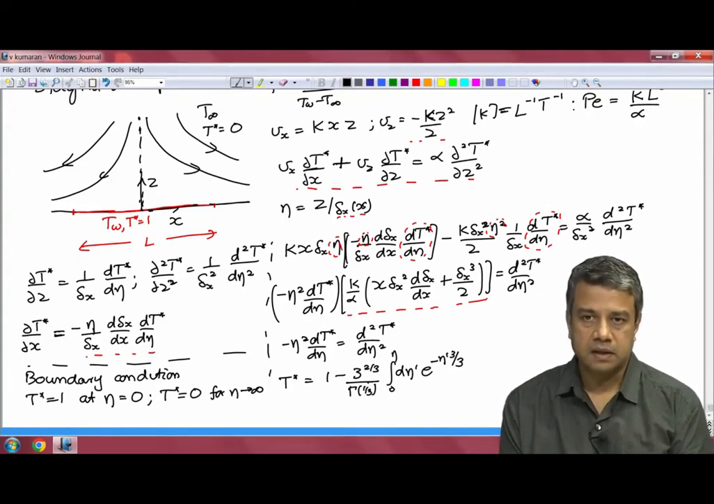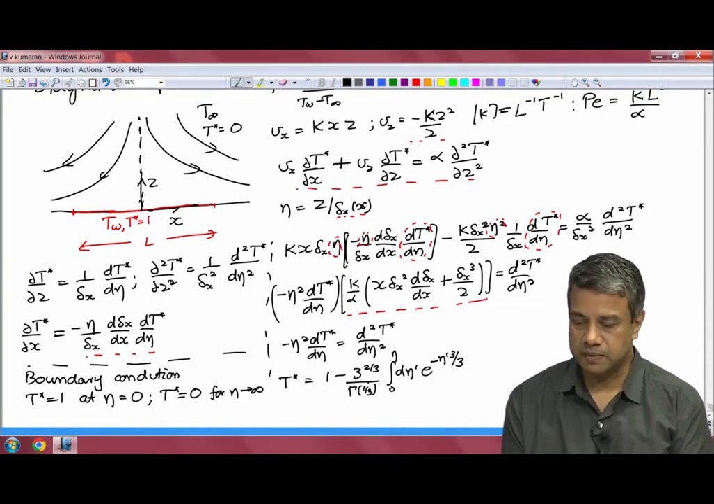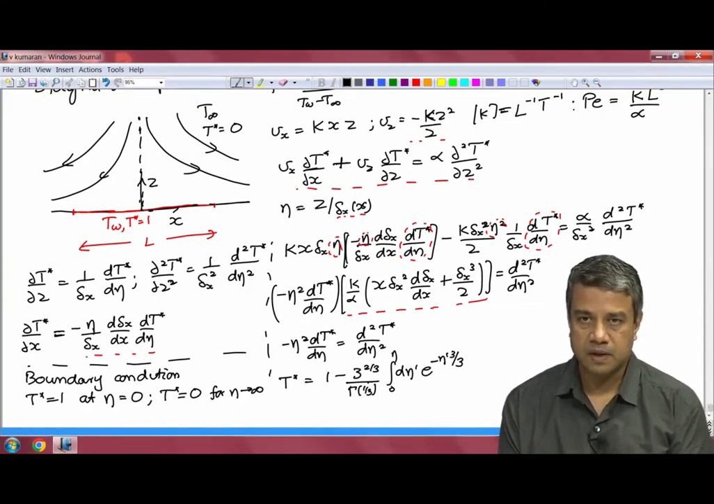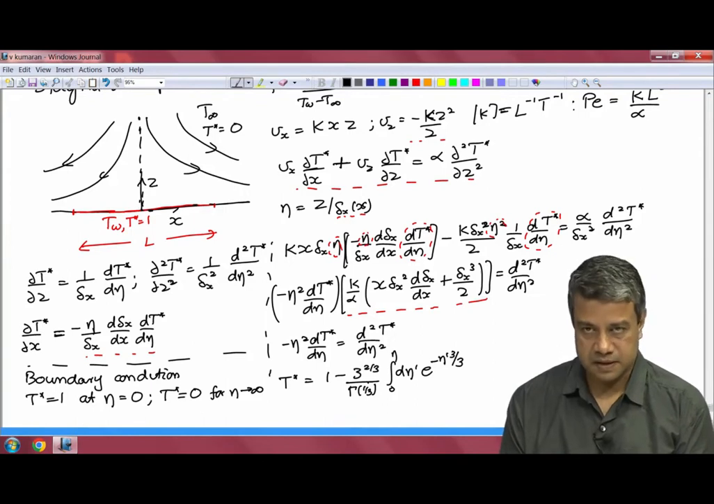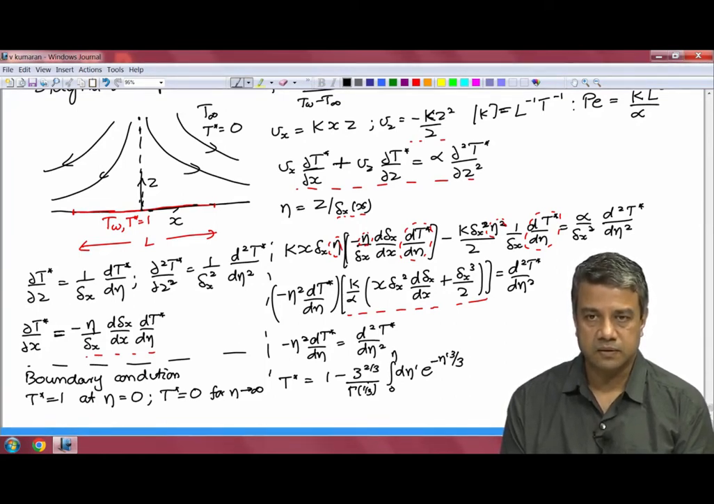In fact, this solution will be the same for any problem where the temperature on the surface is the wall temperature, or T star is 1 on the surface, and the coordinate eta is the coordinate perpendicular to the surface, so that the surface corresponds to eta equal to 0. In that case, for any problem, you will get T star equal to 1 at eta equal to 0.